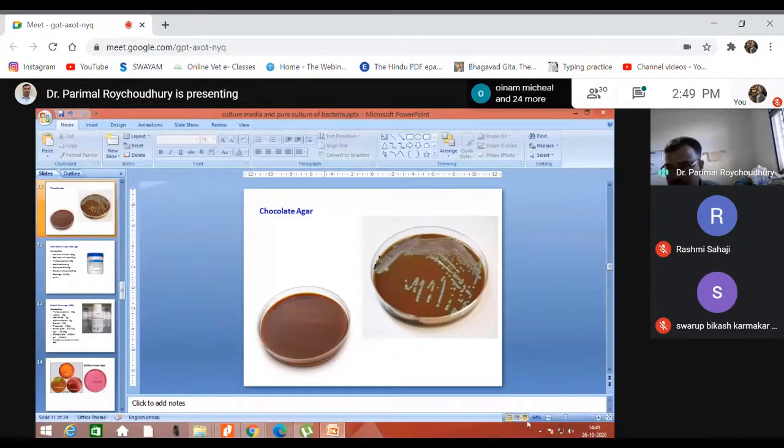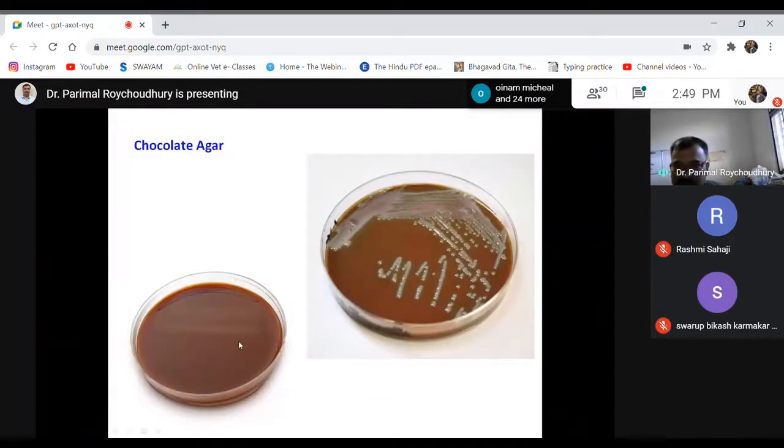So this is an example of chocolate agar. It looks like chocolate. This is basically the blood agar. When you heat it at a high temperature, at 90 degrees centigrade, or you mix the blood at a high temperature into the molten agar, then all the RBCs will get hemolyzed and it will give rise to a chocolate color consistency. There are certain bacteria which prefer chocolate agar rather than blood agar.